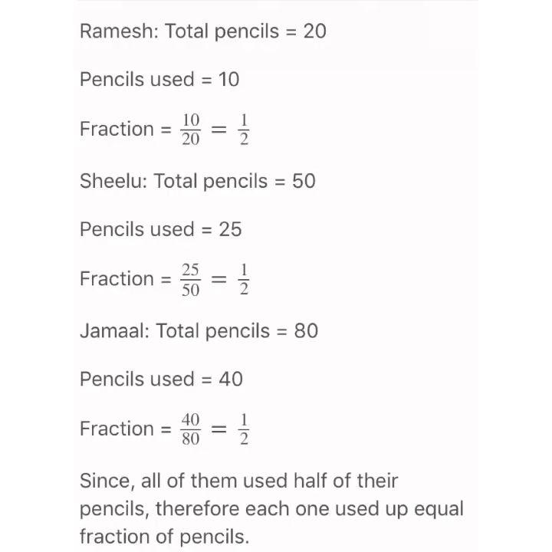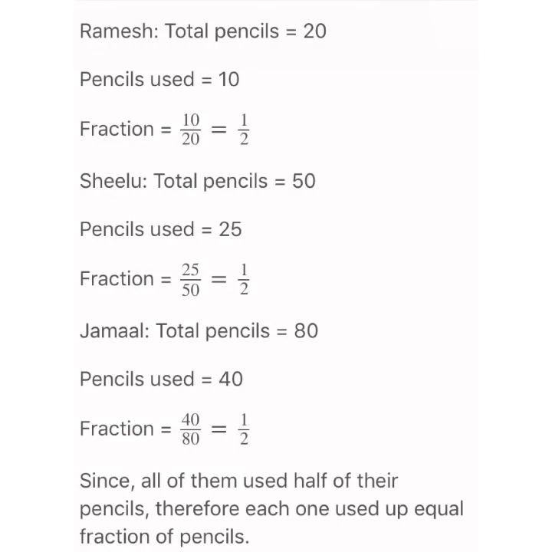Children, here the total number of pencils with Ramesh is 20. He used 10 pencils. So what fraction of pencils did he use? 10 upon 20. That is half, half the fraction of pencils are used by Ramesh. Now Sheelu has a total of 50 pencils and she used 25 pencils. So what fraction of pencils did Sheelu use? Yes, 25 upon 50 and it is half. When we reduce into simplest form, we get half.